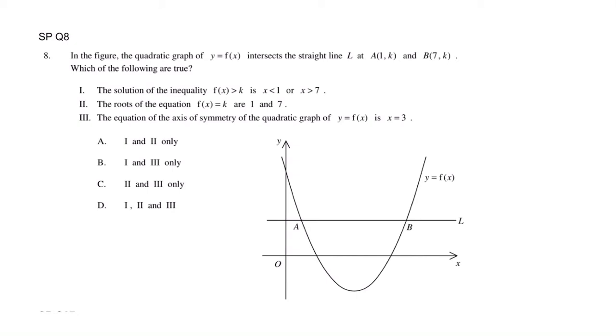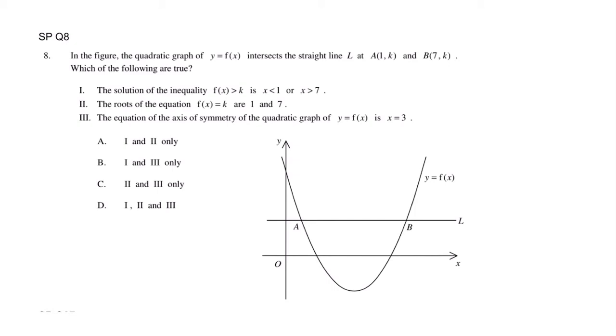So in this figure you can see a graph of y equals to the function of x. In other words, this parabola, this happy face, is the function f(x). And then there is a straight line L, which intersects at point A and point B. Okay, there is point A here and a point B here. So let's do point A and point B first.